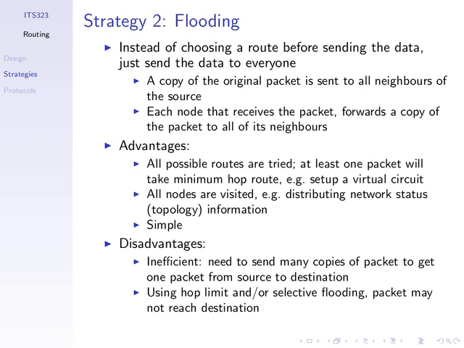All nodes receive a copy of the data. That's useful sometimes. If I want to distribute information to many nodes or all nodes in the network, then we can just flood the network with packets. And the key advantage, it's very simple. We don't need to learn information about the network status. We don't need to calculate least cost paths. And we don't need to store data in routing tables. We just send the data.